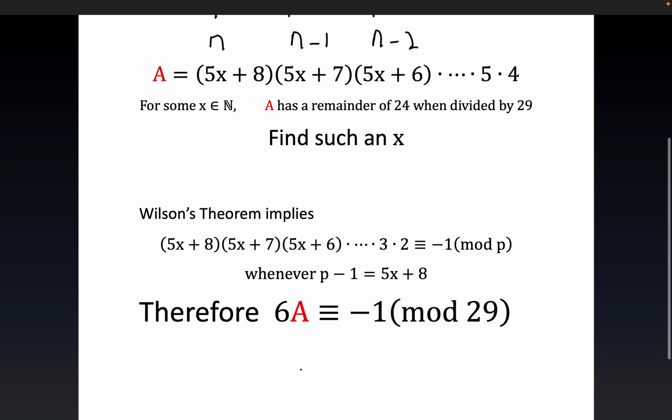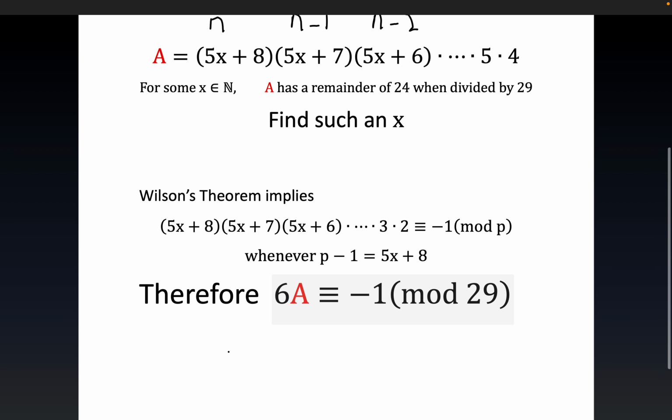And that's fairly simple because of this notion of what we call arithmetic inverses. Notice that 6 times 5 is congruent to 1 mod 29. That is, it leaves a remainder of 1 when you divide it by 29. That's very useful because 5 is what they call the multiplicative inverse of 6.